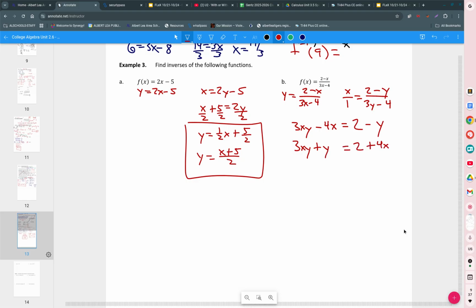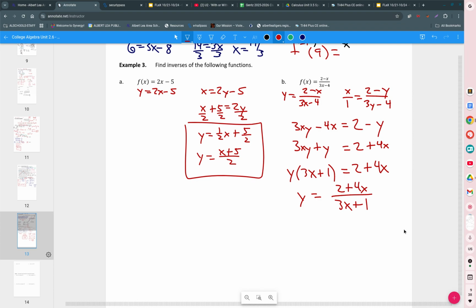Evelyn is 100% correct. She has excellent recall in her brain. Good for her. She's super smart. Now that she has all the y's on one side, what will she do? Factor that y out, that little tricky thing. y times 3x plus 1 is equal to 2 plus 4x. And now we divide, and we get y is equal to 2 plus 4x divided by 3x plus 1. And that's my inverse.